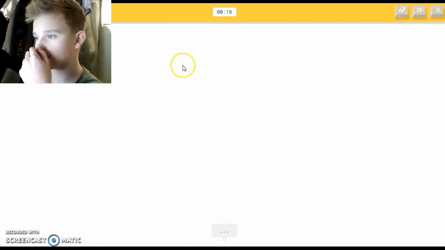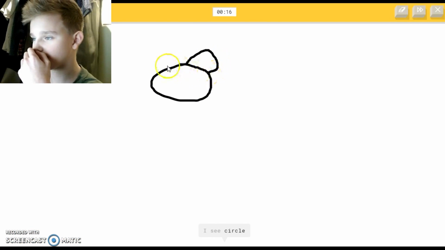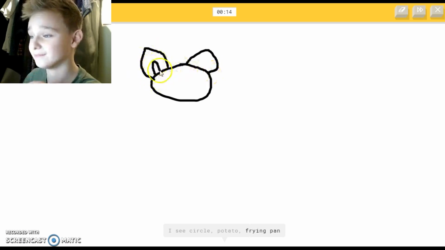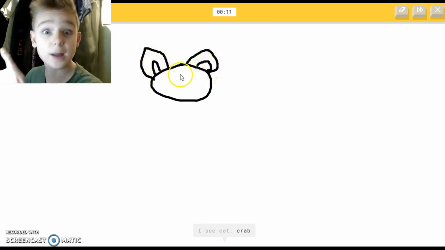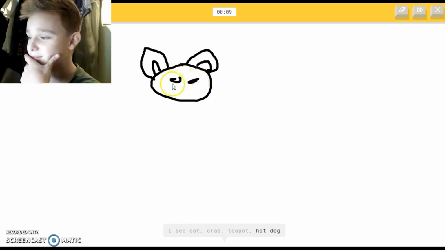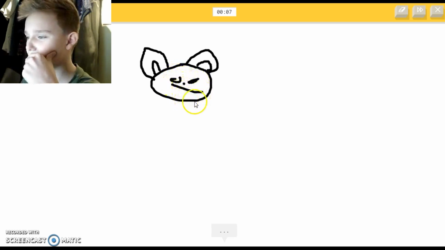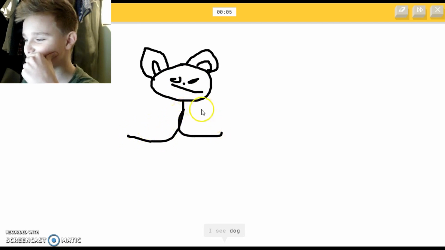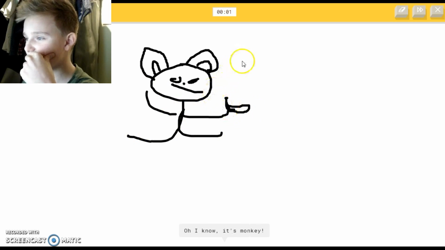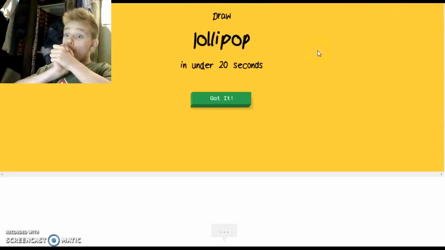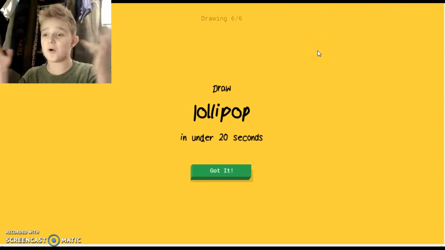Monkey. I see circle. Or potato. This is a bear. Or frying pan. Or bear. I see cat. No, a bear! Or crab. Or teapot. Or hot dog. I see frog. I see dog. Banana. I'm stumped. Yeah. Oh, I know. It's monkey. Oh! That was 1 second ago, and you got it.